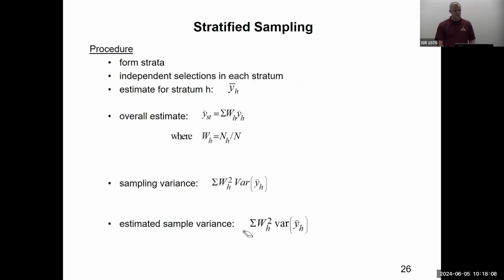Stratification, stratified sampling, is one of the other big players. For those of you in methods of survey sampling, you're going to spend a lot of time talking about stratification. For those of you who are not, this is just a quick overview of why it's important to think about stratification as part of the design for variance estimation. The basic procedure: you form different strata. These are divisions of your population.